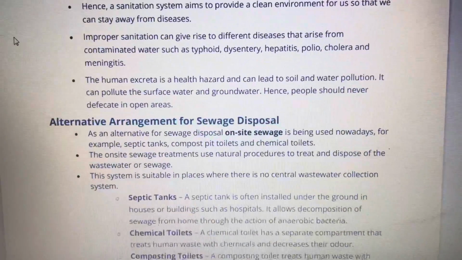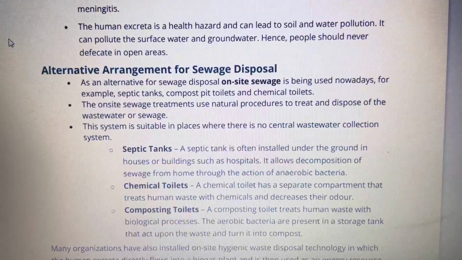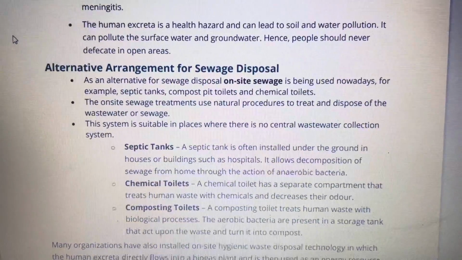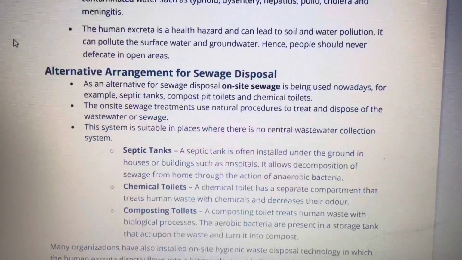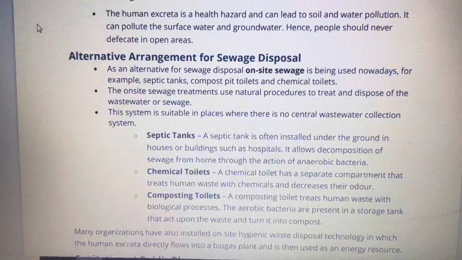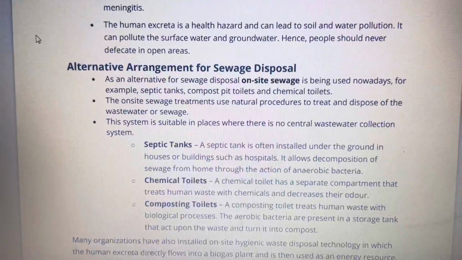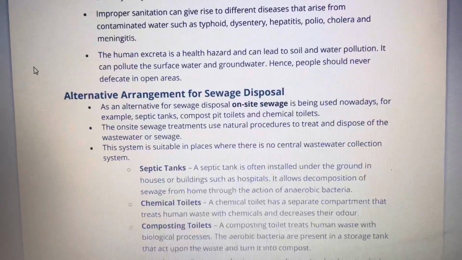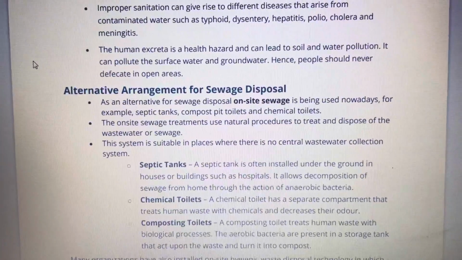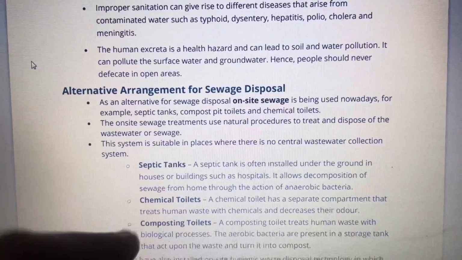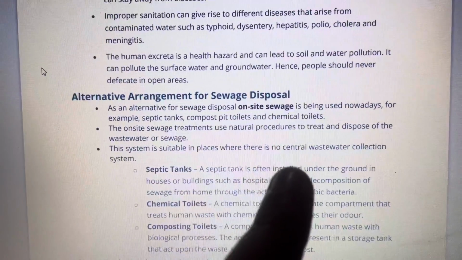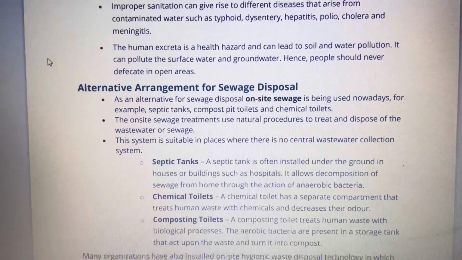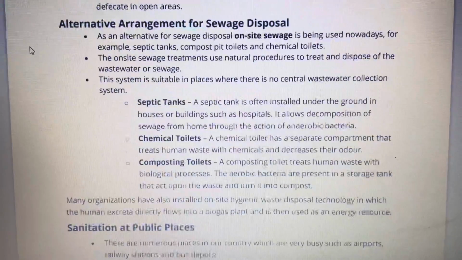Next, we have the alternative arrangements of sewage disposal. So what are the alternative arrangements? As an alternative for sewage disposal, on-site sewage treatment is being used nowadays. For example, septic tanks, compost pit toilets, and chemical toilets. These are the examples. On-site sewage treatment uses natural procedures to treat and dispose of the wastewater or sewage. So this system is suitable in places where there is no central wastewater collection system. ठीक है, जहाँ पे above mentioned WWTP नहीं present, there we use these sanitation or sewage disposal.